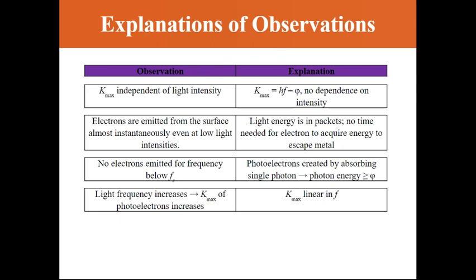Also, the fact that below a certain frequency for light, you'd see no current was explained by the fact that since interactions happen one at a time, only photons with enough frequency, with enough energy, could overcome the work function. So there was a threshold in frequency. And also the fact that as you increase the frequency of the incident light, the maximum kinetic energy also increases.